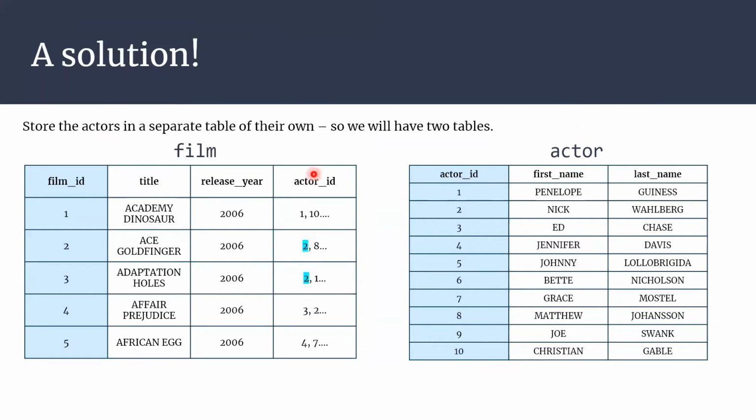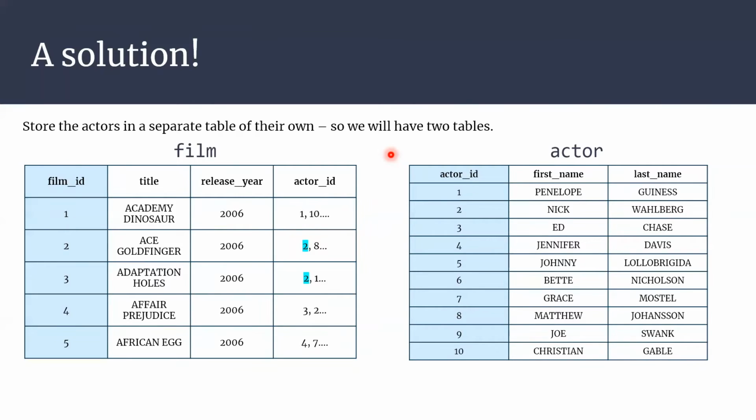And to store information on which actor acted in which film, we'll have this actor ID column. And we'll store just the IDs of the actors that were in the film. So this film had 2 actors, 1 and 10. So that was this actor and this one. Film number 2 had actors 2 and 8. So that was this actor and this one. So yeah, that is how you can cross-reference these 2 tables and see which actor was in which film.